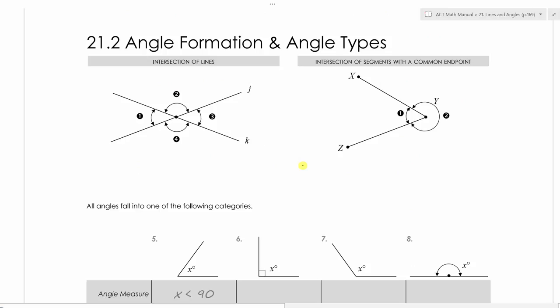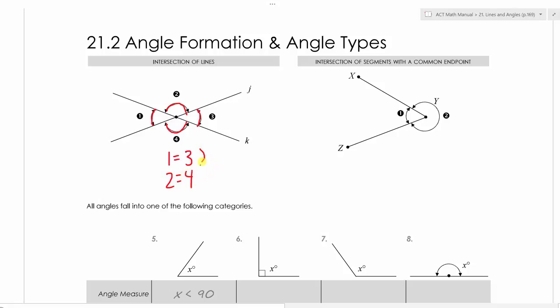There's not really anything complex here. This just illustrates that when we have an intersection of lines, we do form four different angles. However, you should remember that two of those angles are equal. Angles 1 and 3 are equal to each other, and then the other two are actually equal as well. 2 and 4 are equal to each other as well.